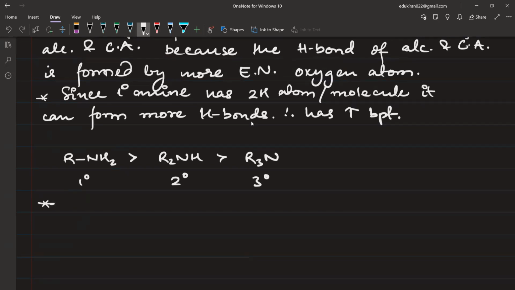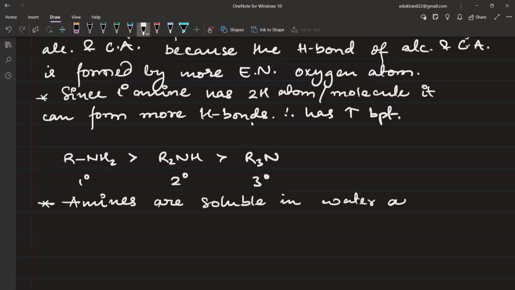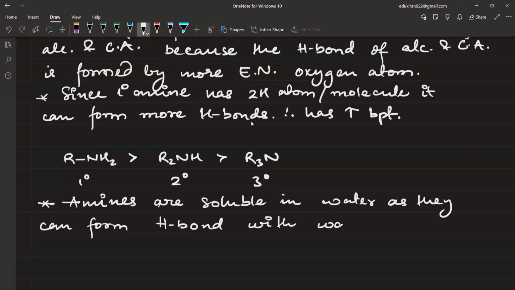Right about solubility. Amines are soluble in water as they can form hydrogen bond with water. But again, solubility जो है वो alcohol से कम होगी, and also solubility will decrease as the number of carbon atom will increase.